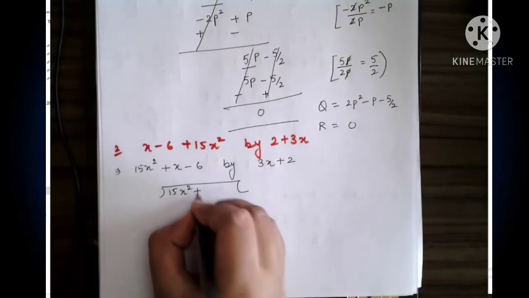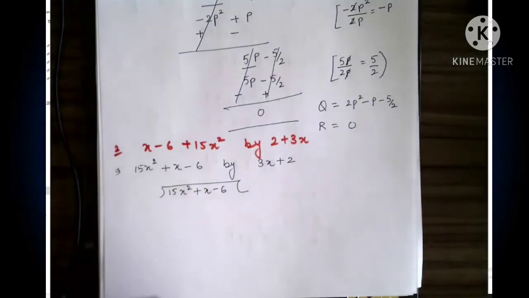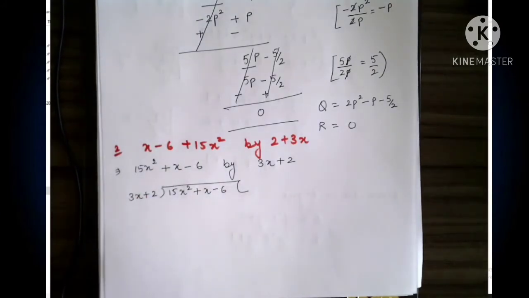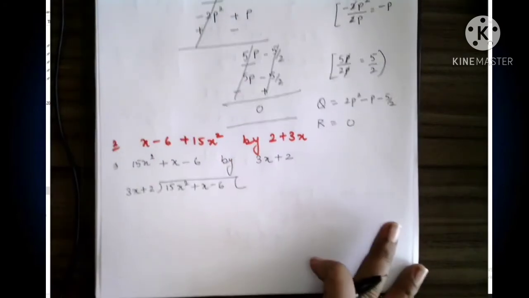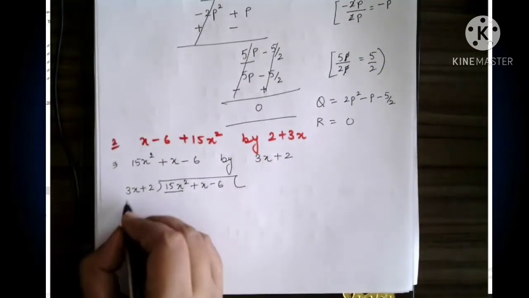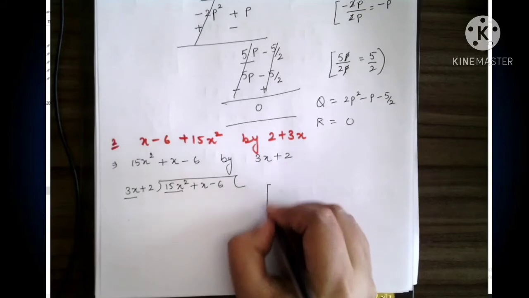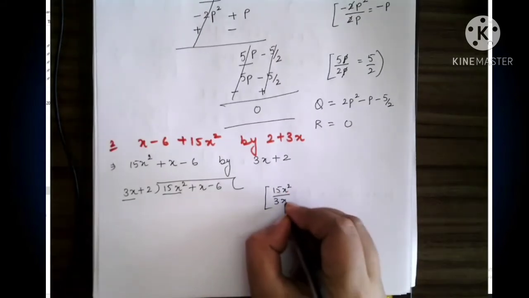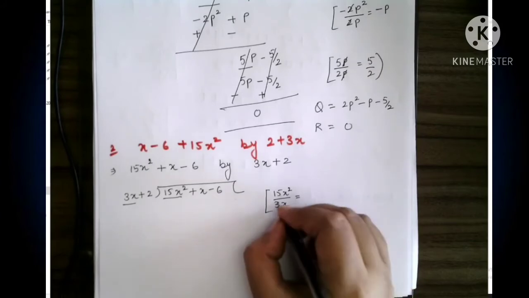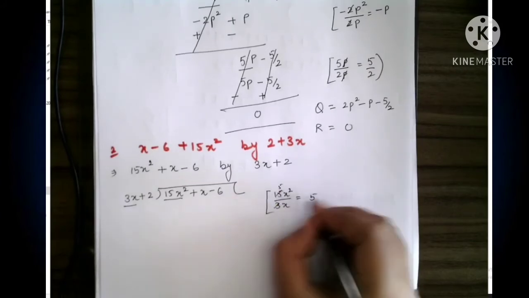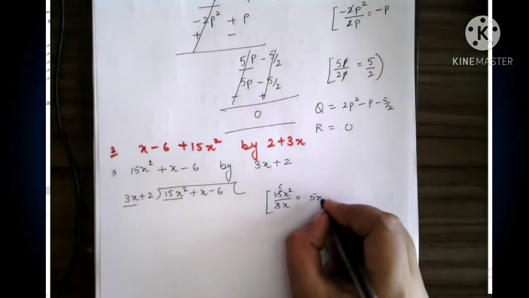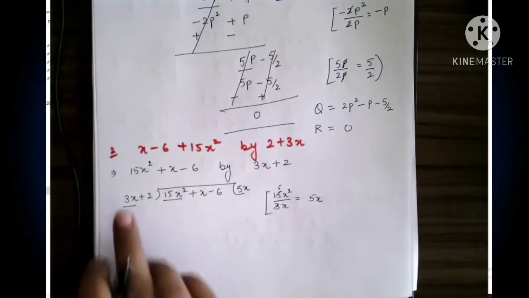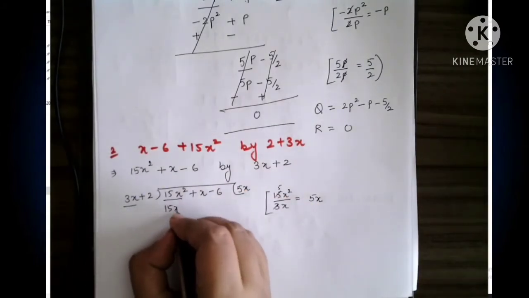15x square plus x minus 6 divided by 3x plus 2. Fine. The same steps we did earlier, we are doing now. First term, underline. First term, 15x square by 3x. So what do we get? It is your 5. X square divided by x, we get x. That is 5x. First term is 5x. Fine. The first term we write as it is.